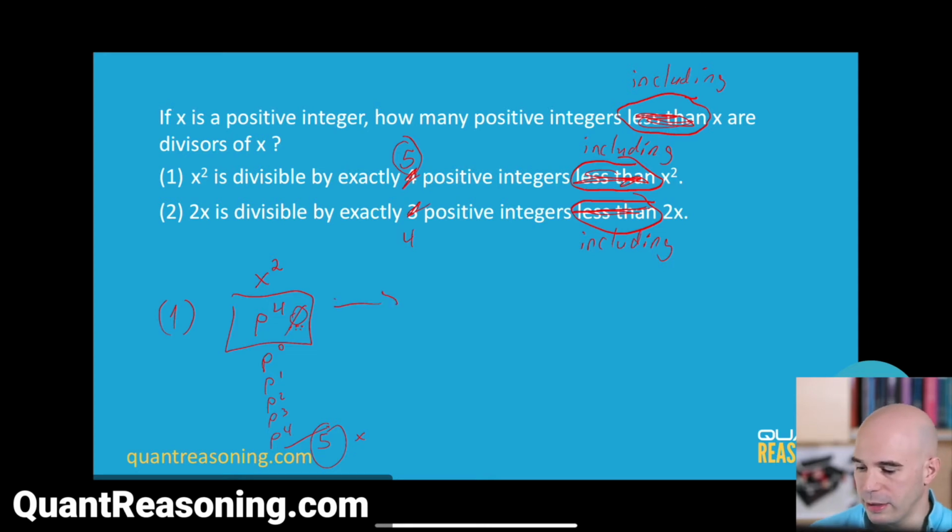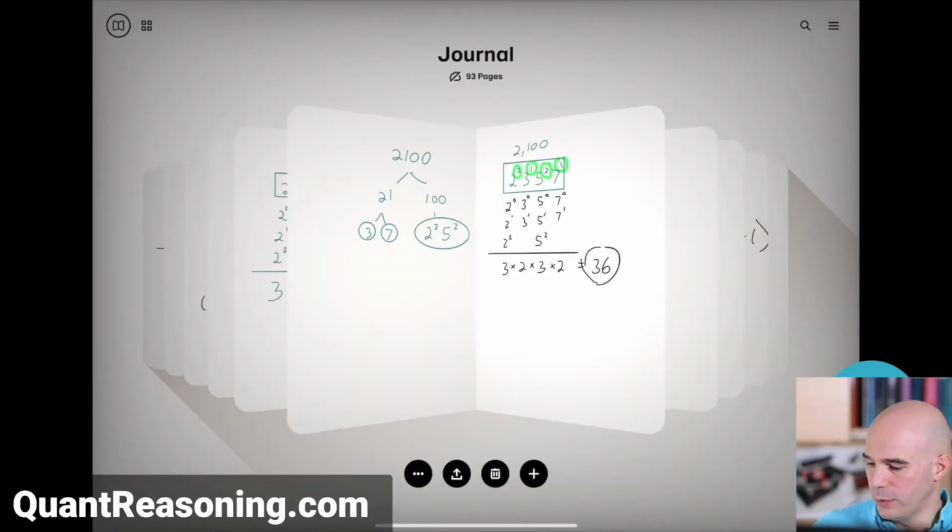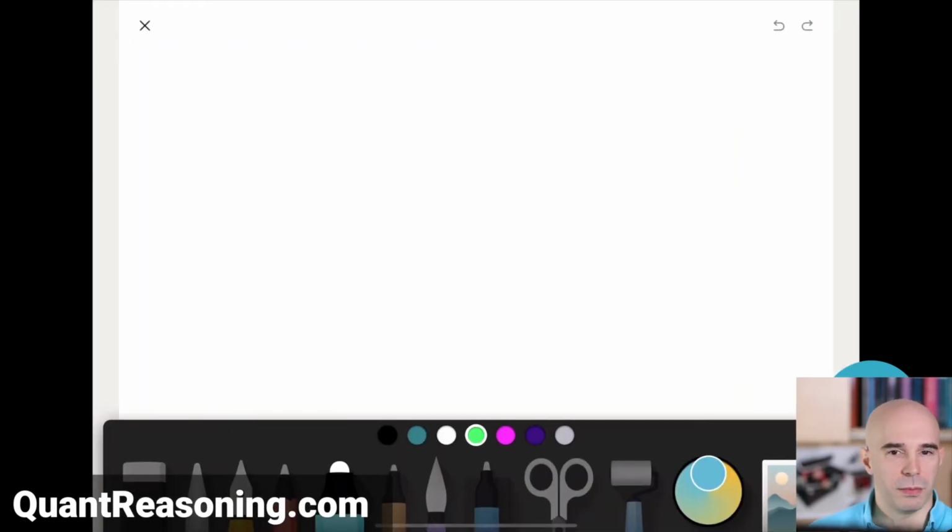Let's go ahead and make an inference now. What does that mean for the prime box of x? P to the power of 2. If x squared has a prime box that's p to the power of 4, then the prime box of x would be p squared. How do we take the square root of a prime box?